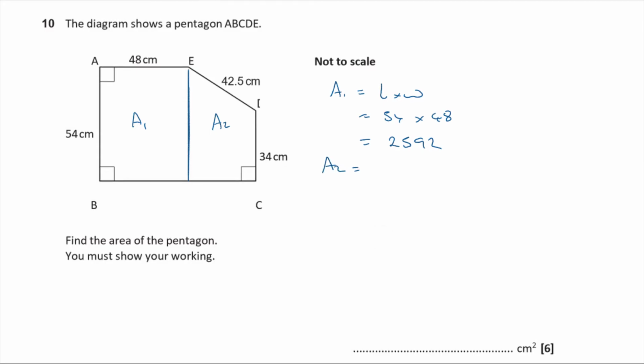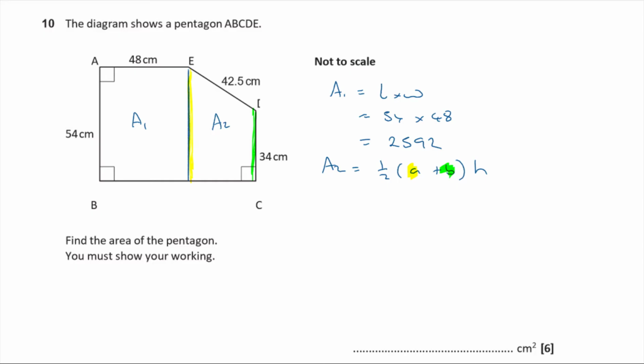Next, my next shape, area 2, is a trapezium. It has the formula half times (a plus b) times h. Essentially what you're doing is adding your two parallel sides together and dividing by 2. In other words, you are averaging them out. So there are my two parallel sides, going here and here. I'm going to add them together and divide by 2.